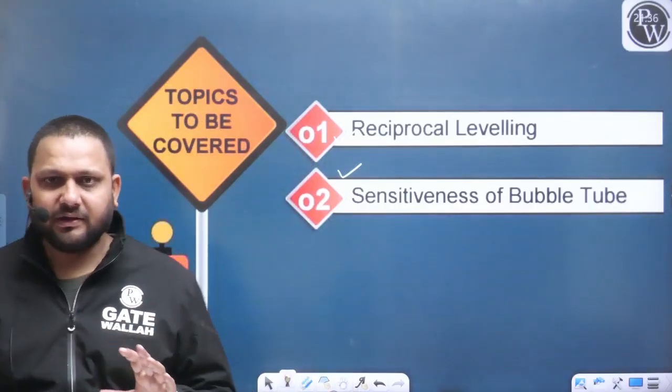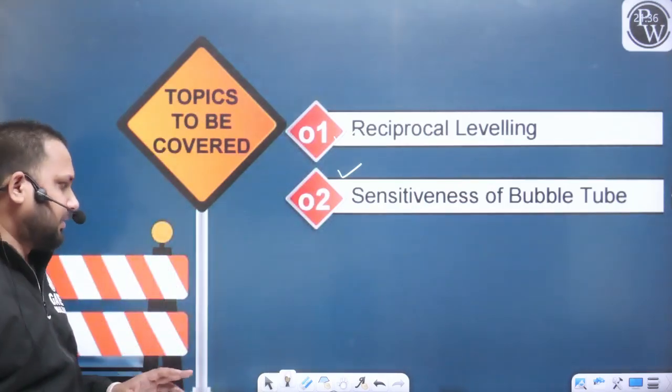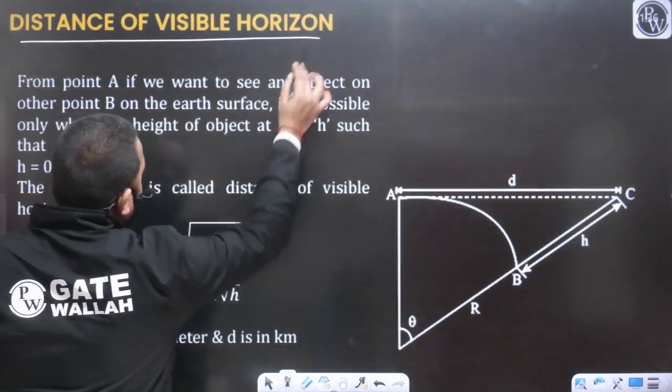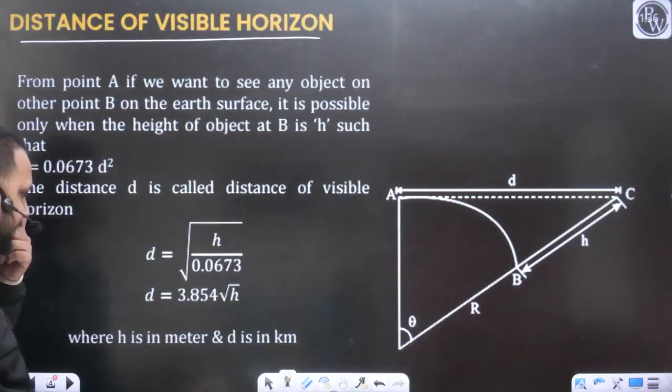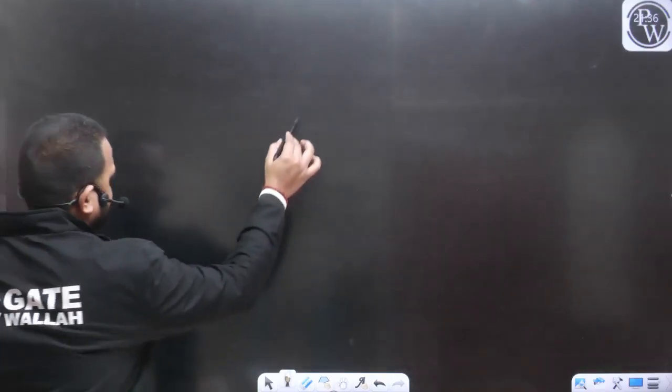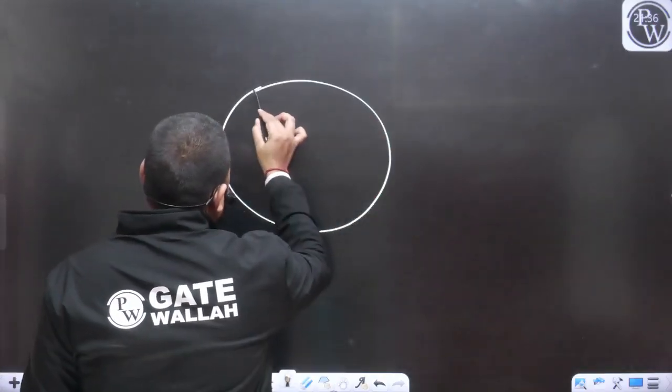But before that, let's discuss the next important topic, that is the distance of the visible horizon. First try to understand the concept. For example, this is our earth.